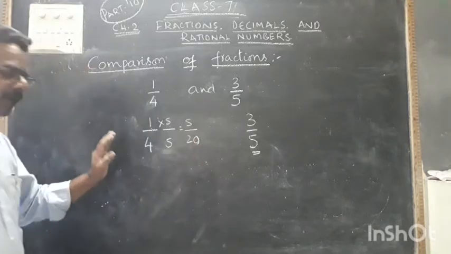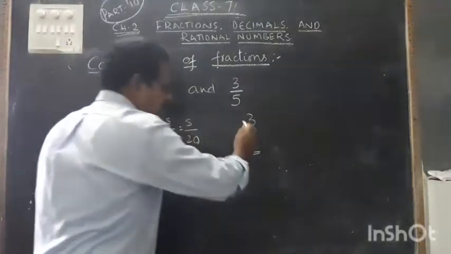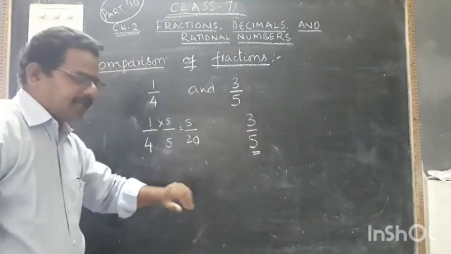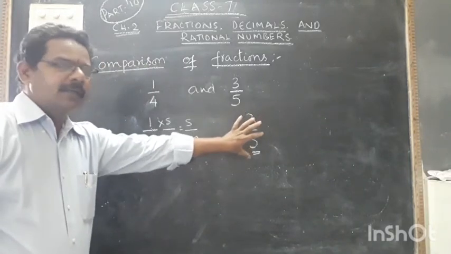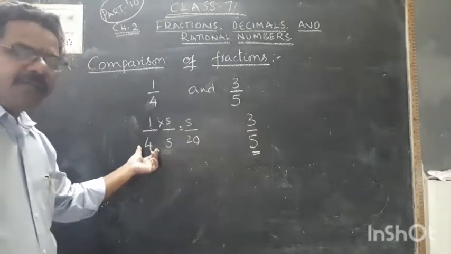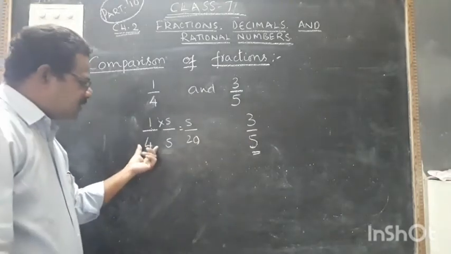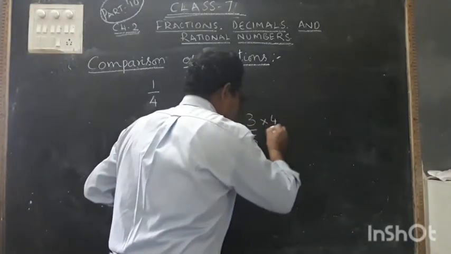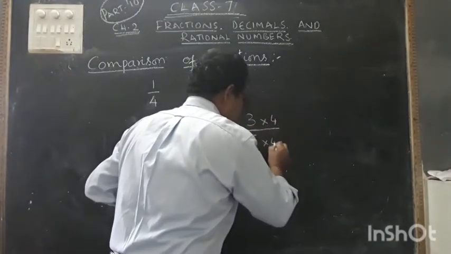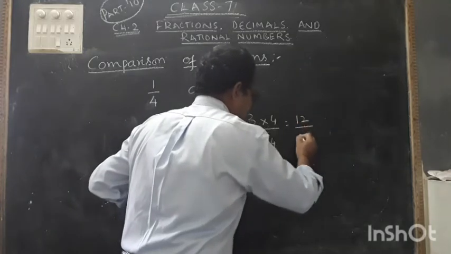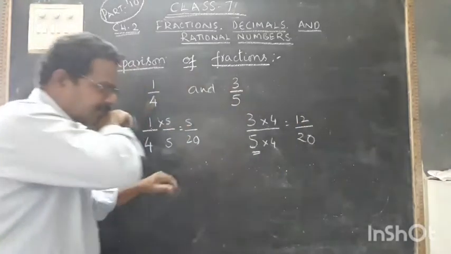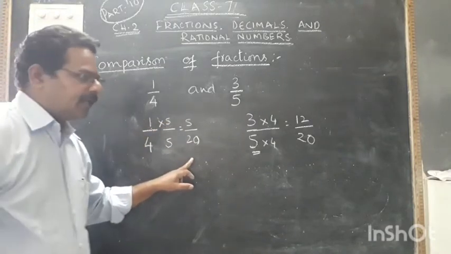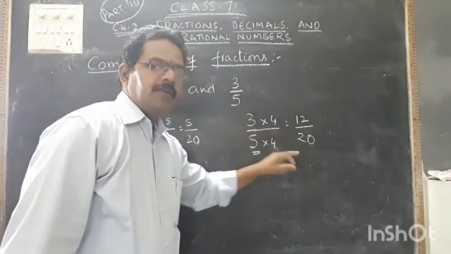Just observe what we are going to do. The 3 by 5 is the second fraction. For this, the denominator is 5, the numerator is 3. That whole fraction we multiply with the first fraction's denominator. What is the first fraction's denominator? 4. So we have to multiply the numerator and denominator with 4. 3 4s are 12, and 5 4s are 20. Okay. So 1 by 4 is converted into 5 by 20, and 3 by 5 is converted into 12 by 20.